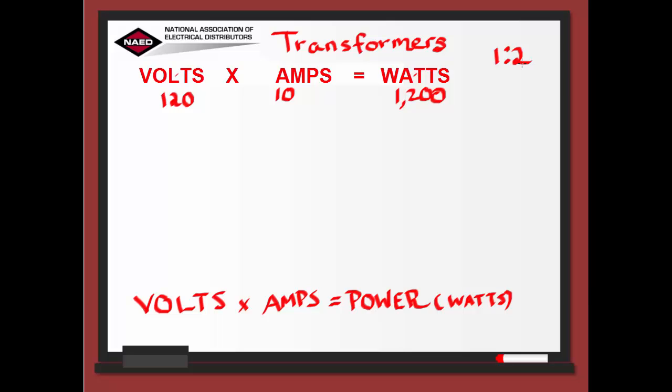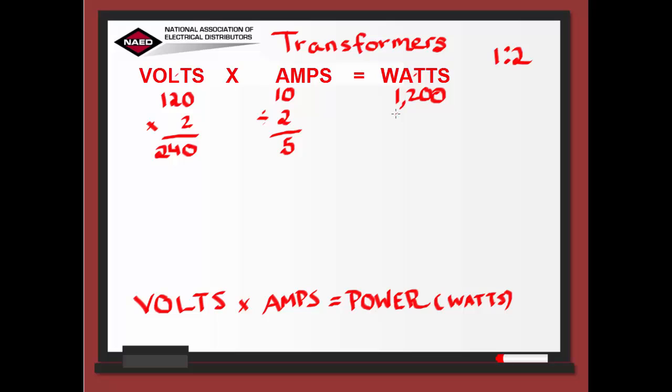Let's begin. Since the voltage is twice as high as the primary, we first multiply the primary voltage by 2 to get the secondary voltage total. That total would equal 240. Since amps do the opposite, we would have to divide the amps, which is 10, by 2. That would equal 5.